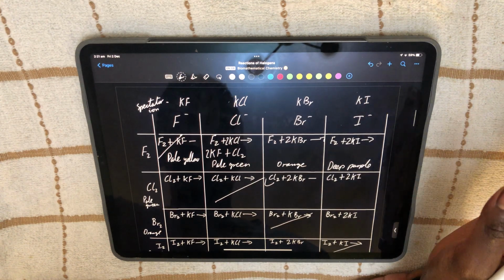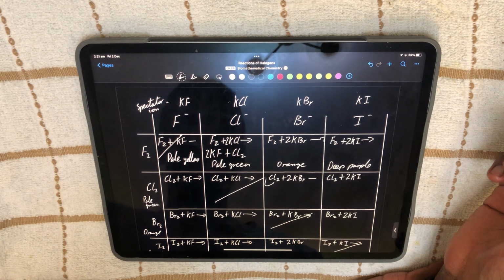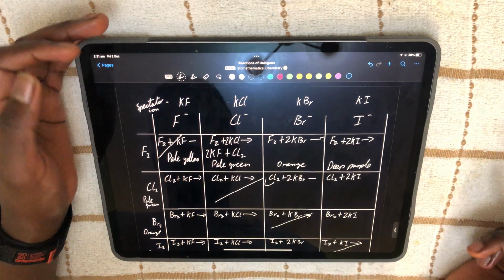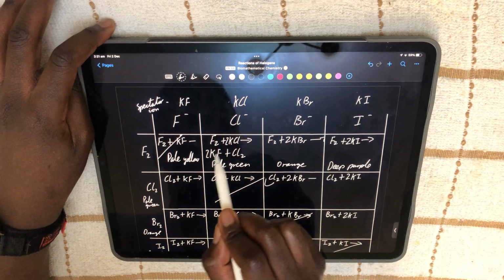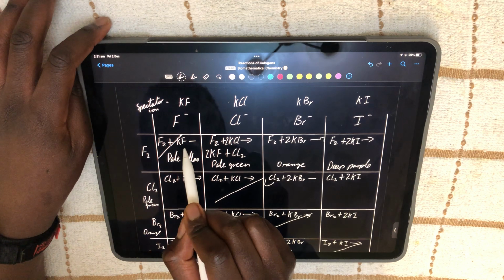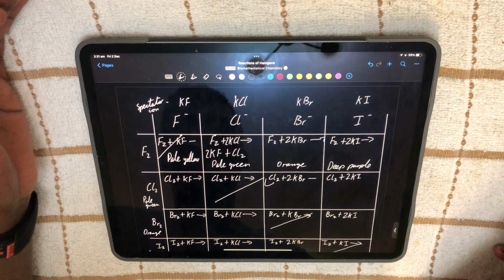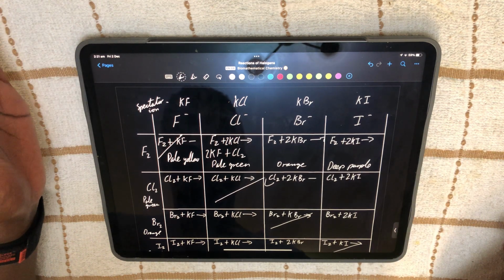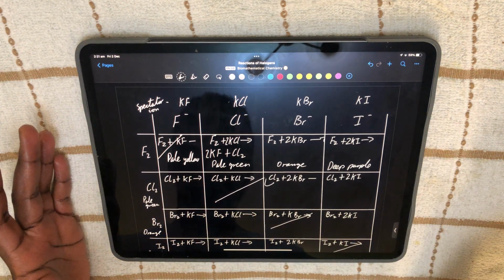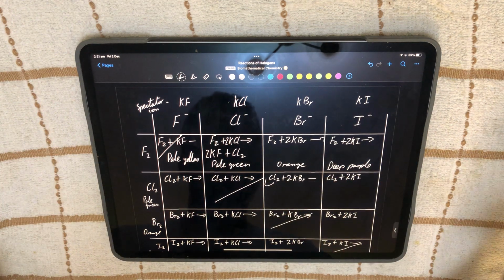So this is one way we could identify what ions we have, by doing displacement reactions. Obviously, this potassium here would just be a spectator ion. But let's say you had F2 plus potassium fluoride. What would that form? That would just form F2 and potassium fluoride again, because they have the same oxidizing ability. They would form the same thing again, so there's no point. Nothing really happens there.